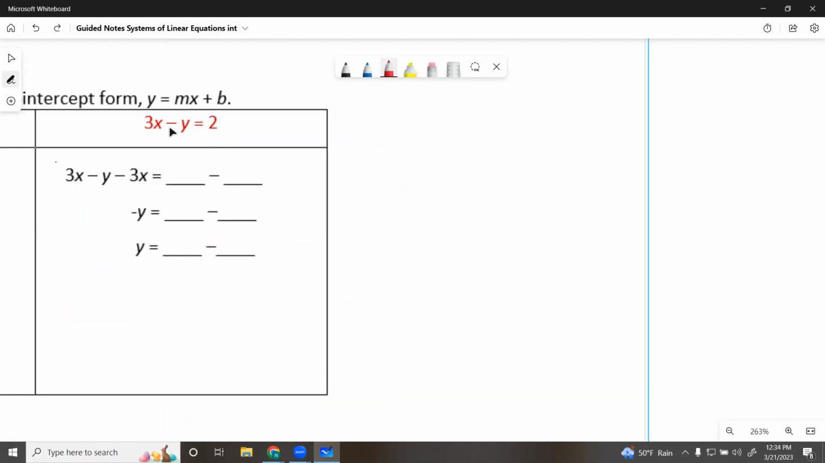Okay, moving on to the right-hand side, 3x minus y equals 2. And we're going to go through the same process. We need to get it in y equals mx plus b, or slope-intercept form. And here we go. So we just write the problem out. 3x minus y equals 2.